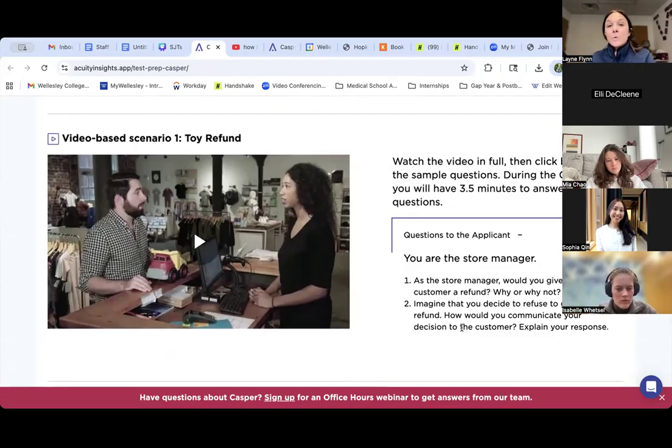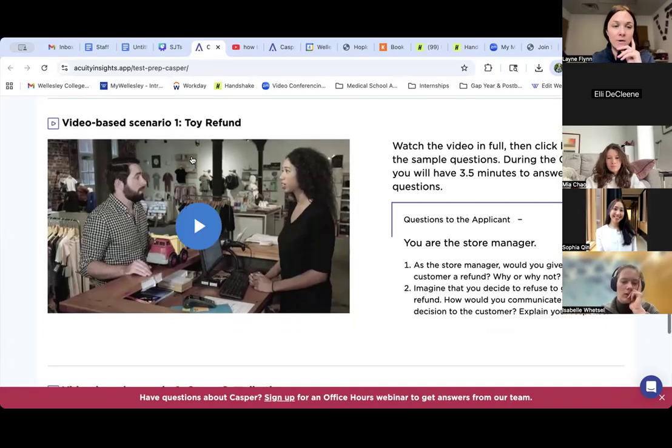Another good thing to note is they recommend taking the whole time. So don't try to rush this. Take the full 3.5 minutes. And also, they're not going to be grading you based on grammar and spelling. They really are grading based on content. So getting your answer in is more important than worrying about your format, grammar, those types of things. So let's look at what a scenario might look like.